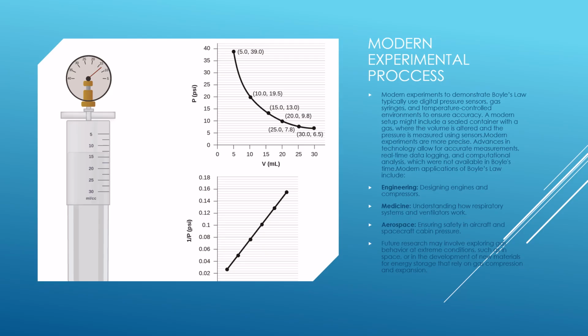Modern experiments are more precise. Advancing technology allows for accurate measurements, real-time data logging, and computational analysis, which were not available in Boyle's time.